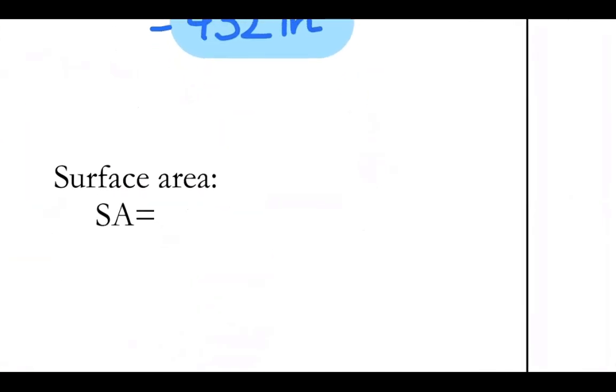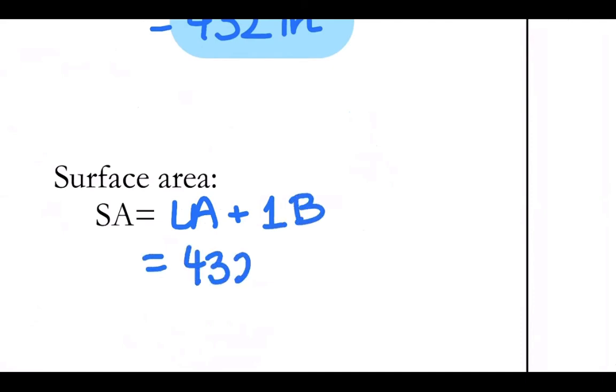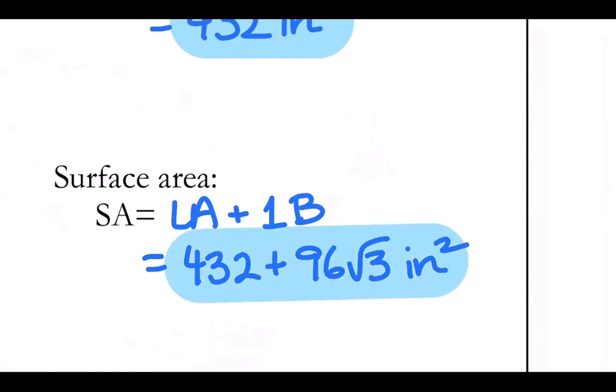Total surface area. Total surface area is the lateral area plus one base. So 432 plus one base area was 96 root 3. And that can't be combined together. So that's just your final answer. 432 plus 96 root 3 inches squared. This is the end of the first part of the lesson on volume and surface area of pyramids.